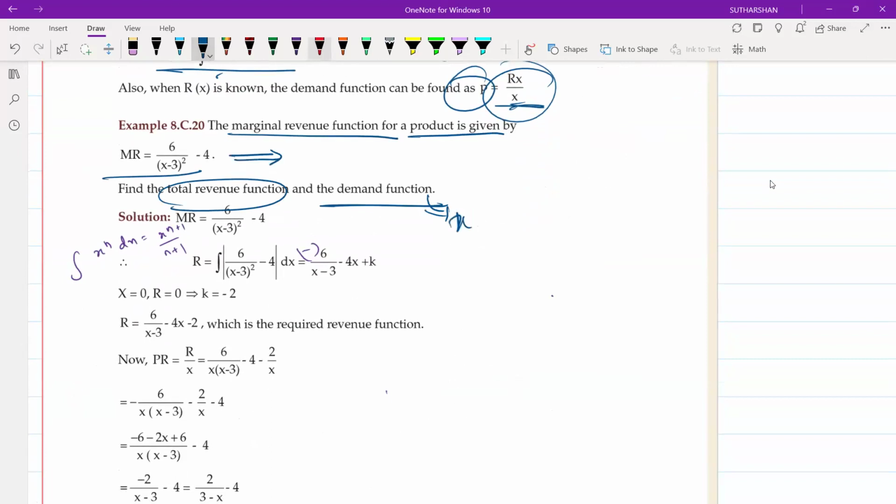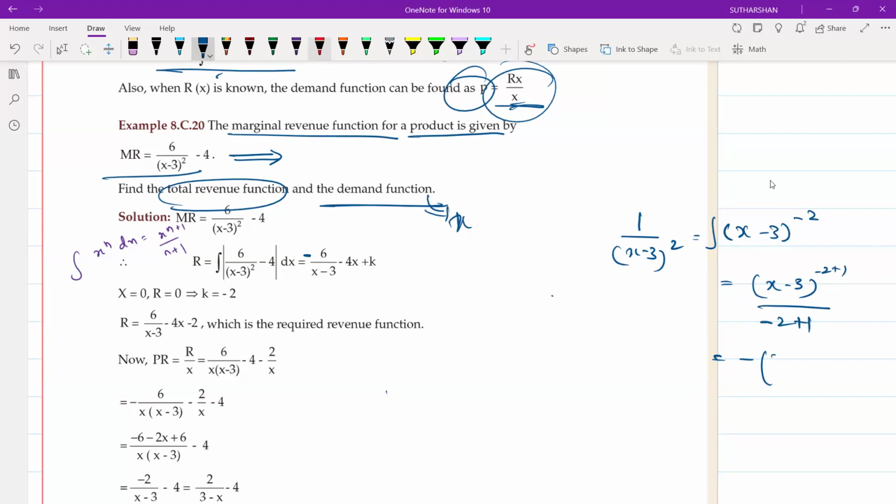This marginal function is 6 by (x minus 3) the whole square, minus 4. If I integrate, it will become the same thing. There is a slight mistake over here; you need to put a minus sign there. If I integrate, it will become 6 times the integral of 1 by (x minus 3) whole square, which is (x minus 3) to the power minus 2. Then I will go with the same integration method: integration of (x minus 3) to the power minus 2 plus 1 divided by minus 2 plus 1.